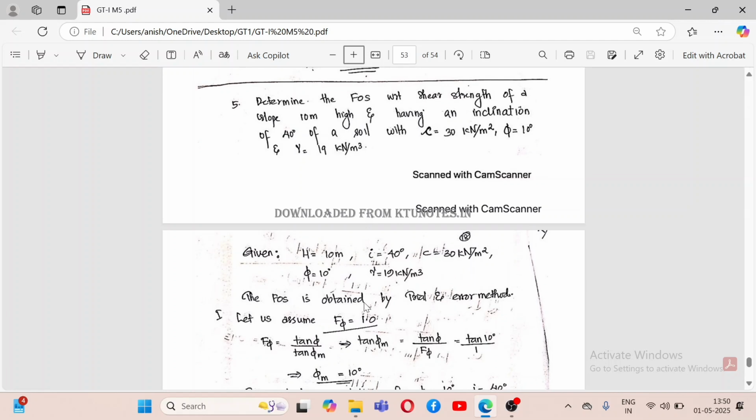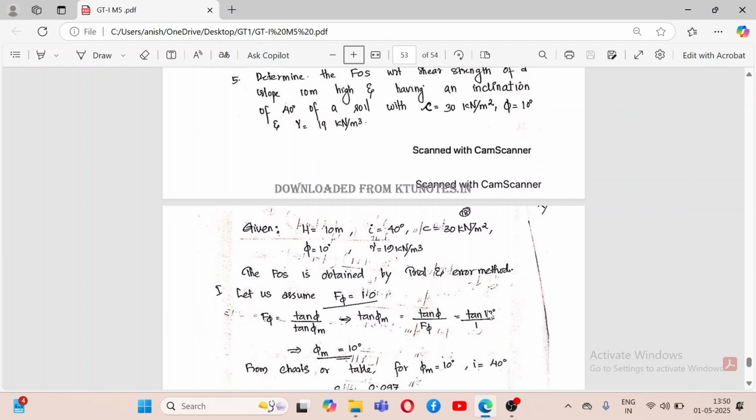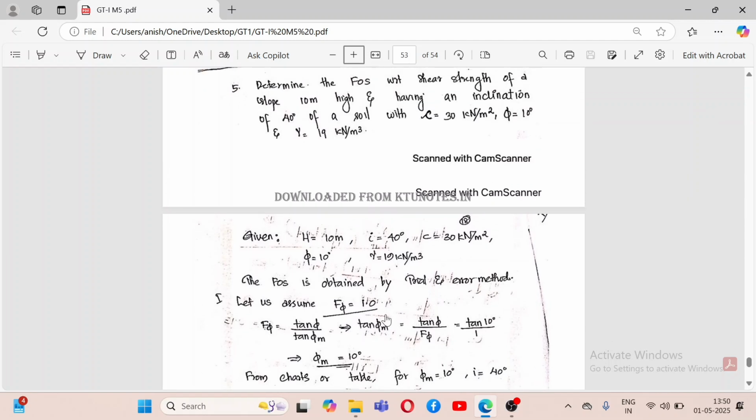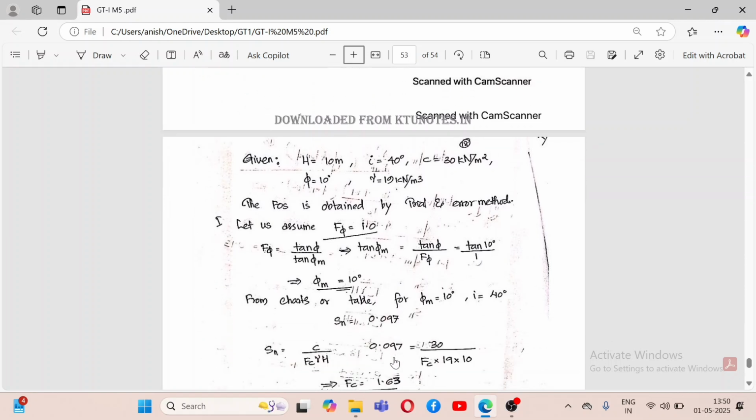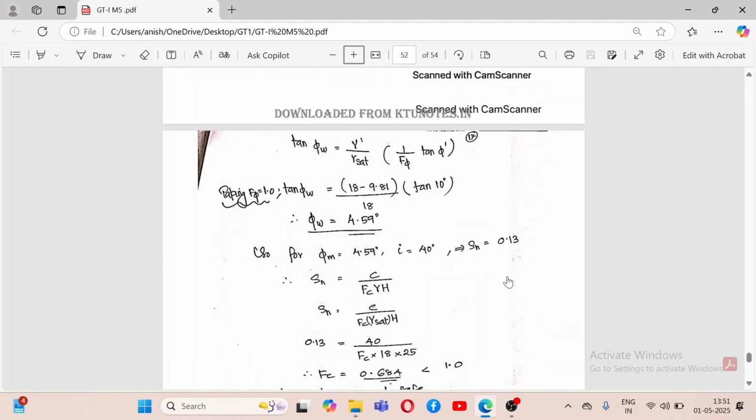Here the factor of safety is obtained by the trial and error method. Let us assume Fphi is equal to 1. We know from the theoretical portion that Fphi is equal to tan phi by tan phi m, so tan phi m is equal to tan phi by Fphi. Tan 10 degrees divided by 1, so you get phi m as 10 degrees. From the stability chart, you take phi m equal to 10 degrees and i equal to 40 degrees.